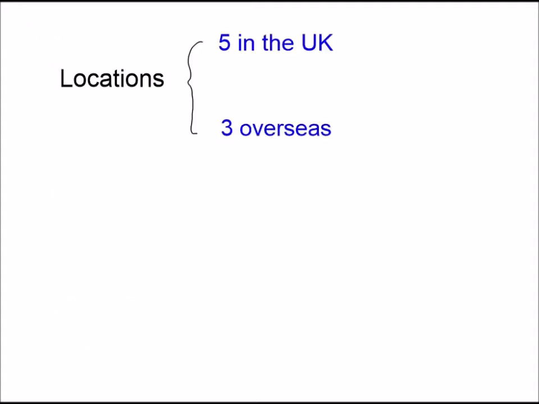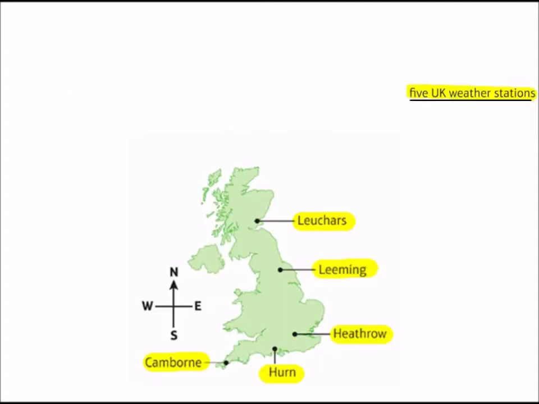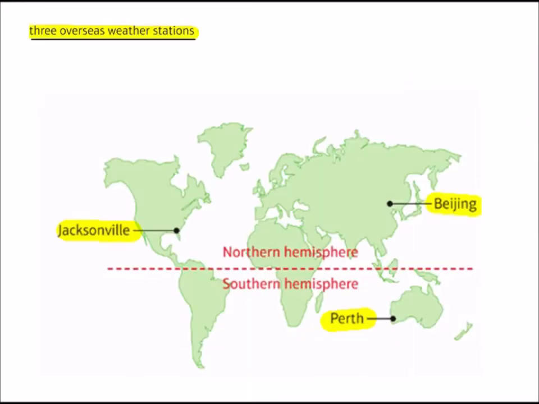Data is taken from 5 locations in the UK and 3 which are overseas. So these are the UK locations, and you should know the names of all of these places and the various locations on the map. And we have 3 locations around the world: Jacksonville in the United States, Beijing in China, and Perth in Australia. 2 of these are in the Northern Hemisphere and 1 is in the Southern Hemisphere.